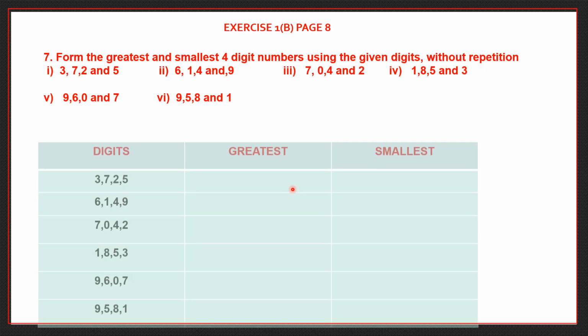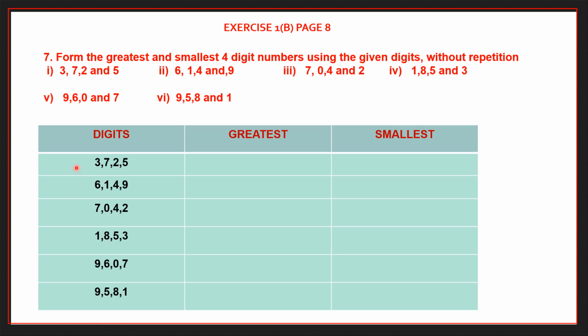Let's begin. So here I have made a chart like this. So we have a column of digits and we're going to write the greatest numbers here and the smallest numbers here using these digits given. Now it's very easy to form the greatest and the smallest numbers when digits are given to us. For the greatest number, we start with the greatest digit. Now can you see commas here? The commas mean they are all 1-digit numbers. But now we are going to form a 4-digit number using these. So we are starting with the greatest number.